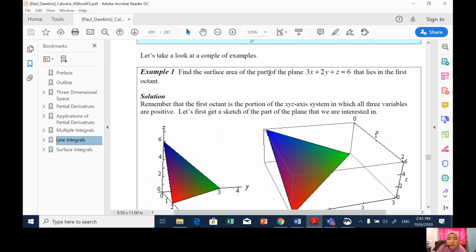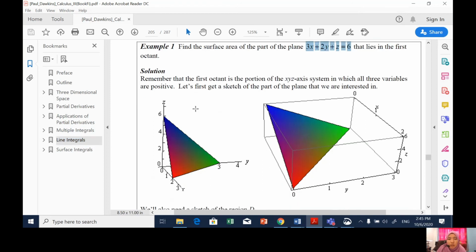Okay, find the surface area of the part of the plane 3x + 2y + z = 6 that lies in the first octant. So first octant refers to a solid that lies in the first quadrant. Okay, so we call it the first octant. So the straight line equation is here, 3x + 2y + z.